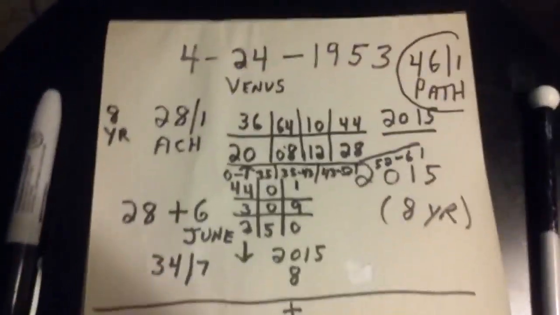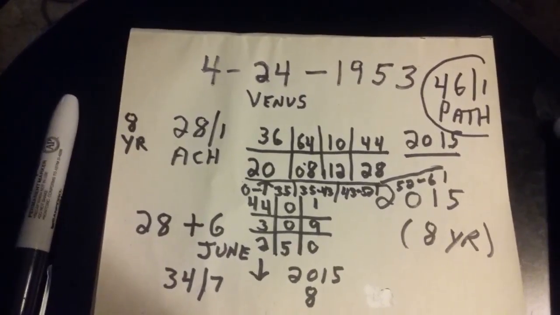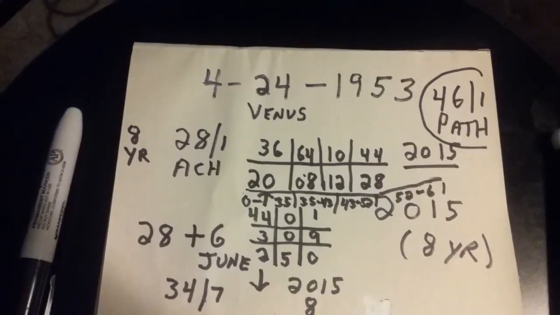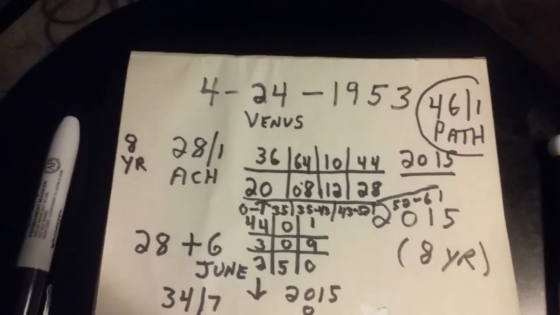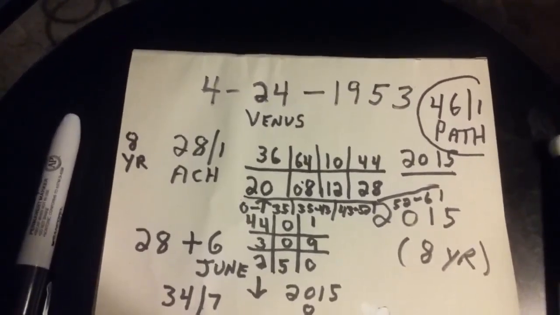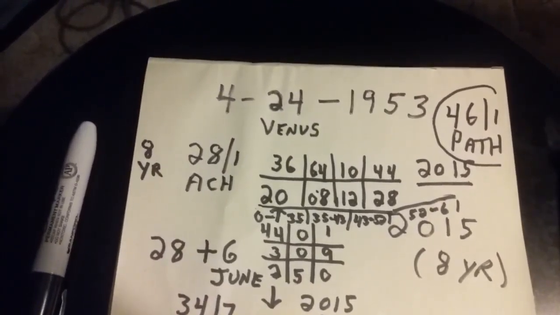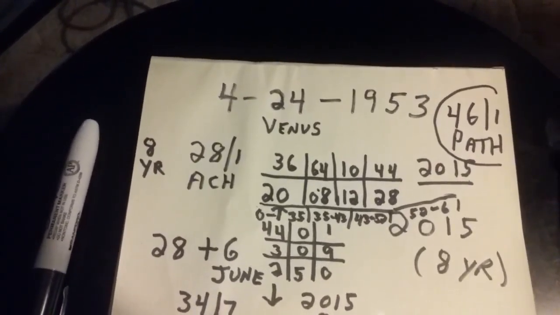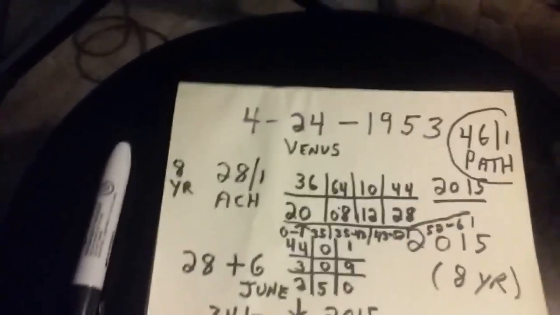This is another study. We'll take a birthday of April the 24th, 1953. If you add up all the numbers together, their life path comes to a 46-1. And if you want to look at it individually, they're a one life path. They're put in circumstances that will cause them to learn independence. Now, if you look at their achievement, April 24th, added together, it's a 28-1 achievement.